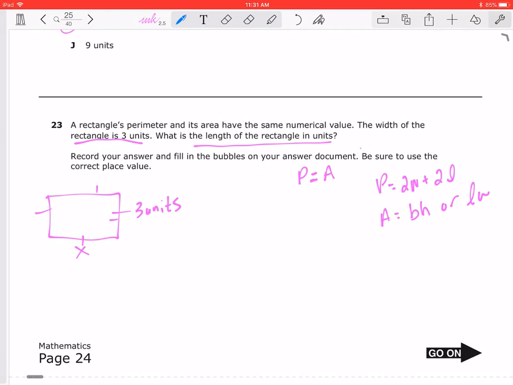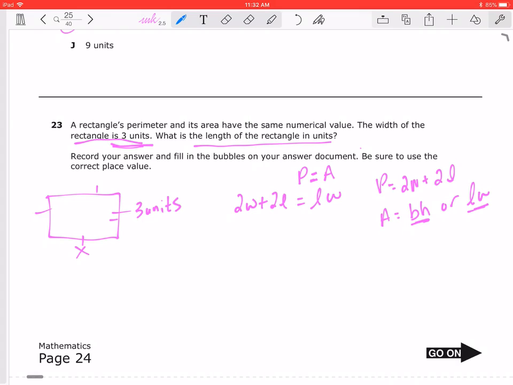So now, listen, if they're equal to each other, I can set these formulas equal to each other. So I can substitute: for P, I can put 2W plus 2L is equal to, and then instead of using BH for my area, I'm going to use length times width so that I have all the same variables. Okay, now that doesn't look too bad.